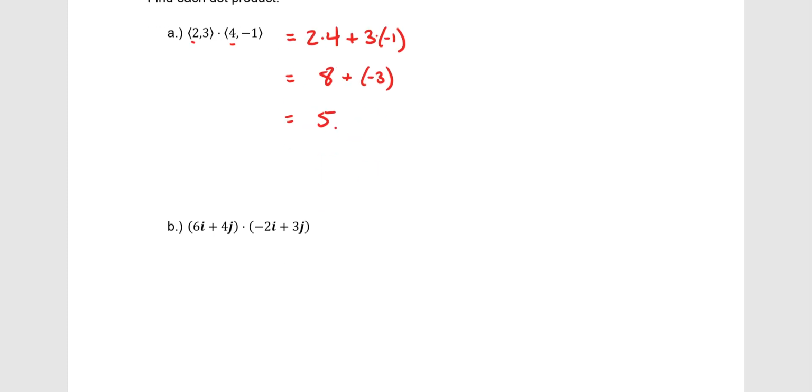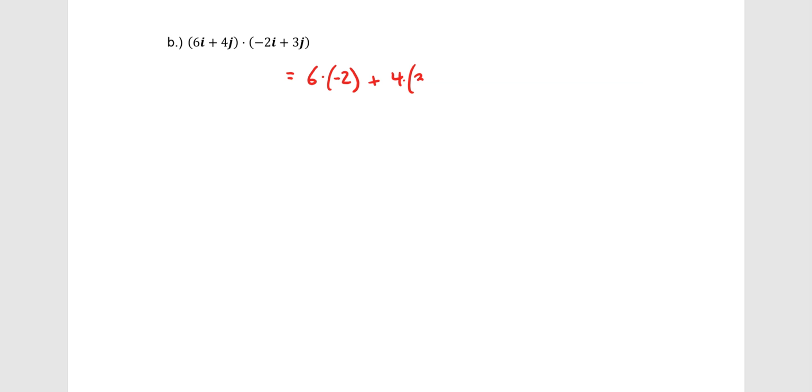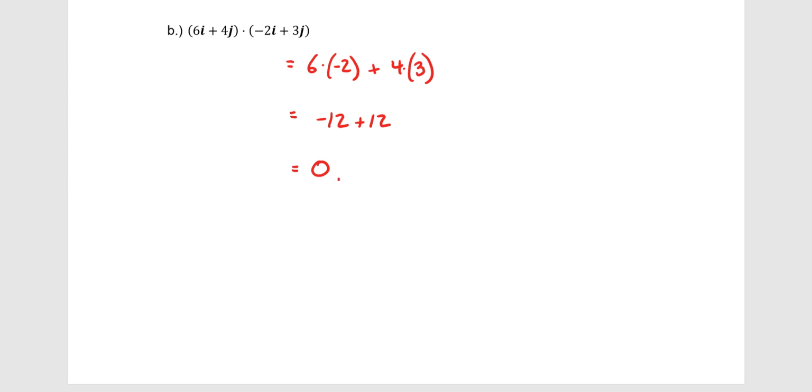And let's do one using the unit vector form. We have 6i plus 4j dot negative 2i plus 3j. But we just have to do the same thing. We don't need to incorporate the i's and the j's. We just have to do first component times first component plus second component times second component. That's negative 12 plus 12. That actually gives us a dot product of 0.